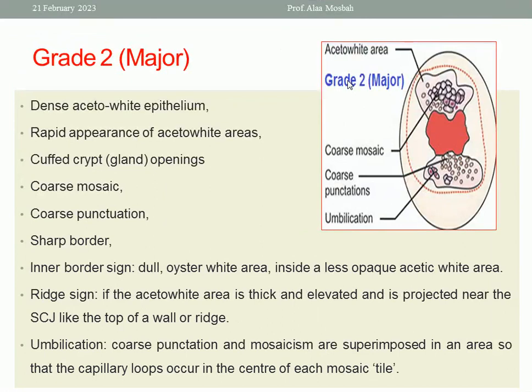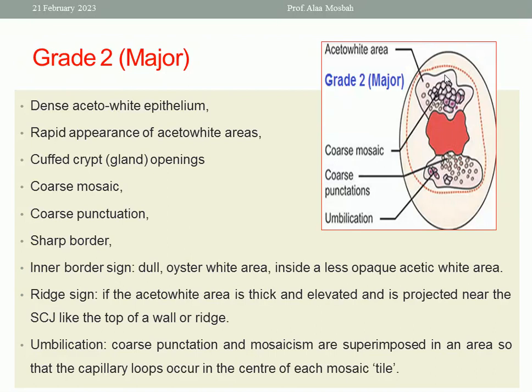What about grade 2, or the major, or the most dangerous? Because it is precancerous. Okay? Grade 2: dense acetowhite epithelium, not fine. This area is dense acetowhite. And also, there is another important sign: rapid appearance of acetowhite. When you apply 5% acetic acid to the ectocervix, the acetowhite area appears rapidly. So it is a sign you should observe very well. And also the acetowhite area is dense, opaque.